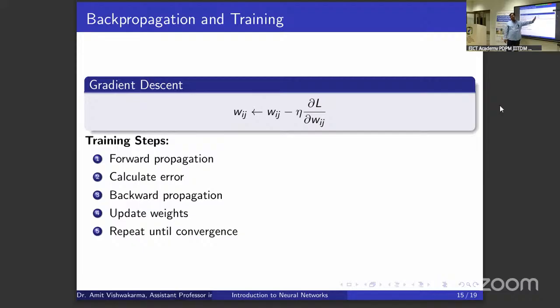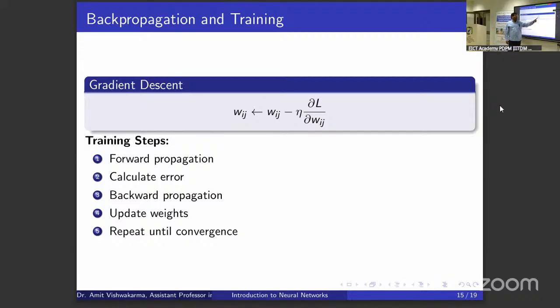And the formula is this. The new value of W is equal to the old value of W minus eta. Eta is the learning rate. In the gradient descent algorithm, eta is fixed, and possible values of eta are 0.002 or 0.005. Then this function is L here. L, in our case, is MSE, the mean square error.